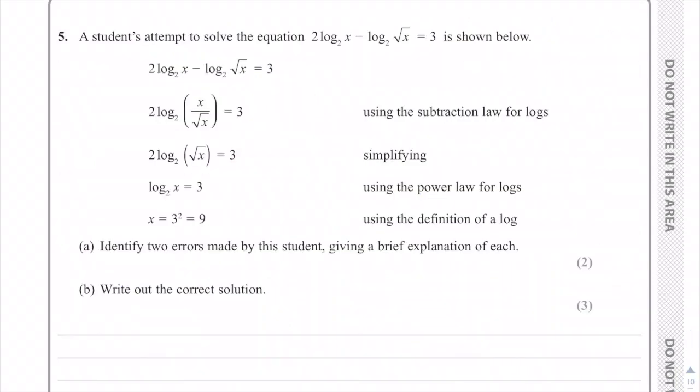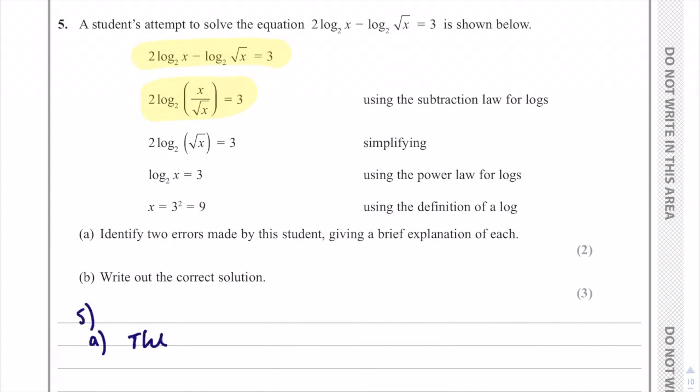Question 5 says a student's attempt to solve the equation 2 log to the base 2 of x minus log to the base 2 of root x equals 3 is shown below. Part A says identify 2 errors made by the student, giving a brief explanation of each. Okay, so the first error here is within the first couple of lines.